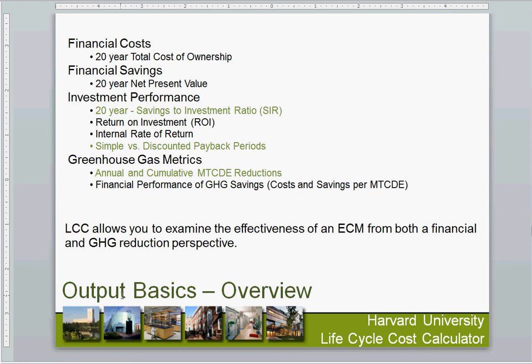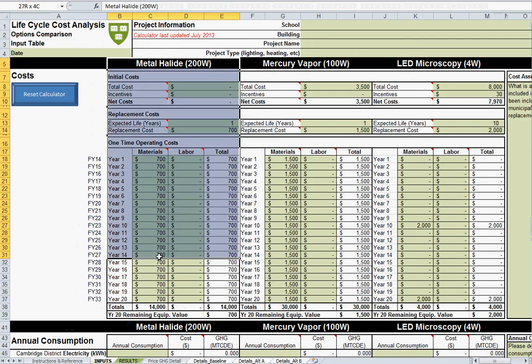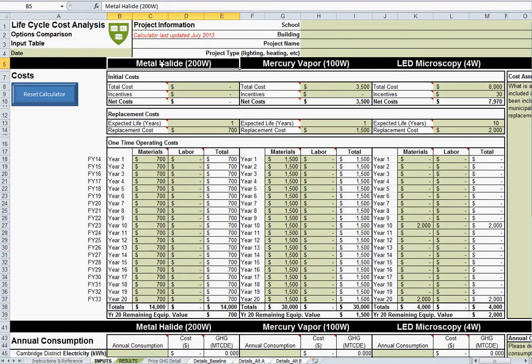The baseline in all situations, for the purposes of this calculator, is whatever's in this column. I overwrote this and wrote metal halide just for the sake of keeping it clear. But this is always listed as baseline in our initial versions. It's always going to be referencing back to that.